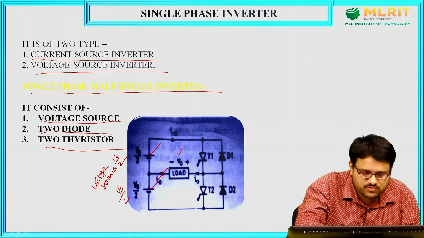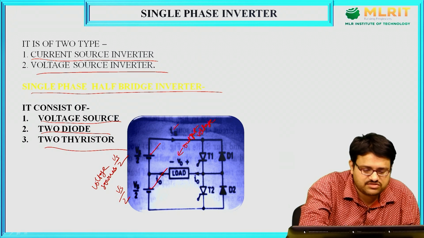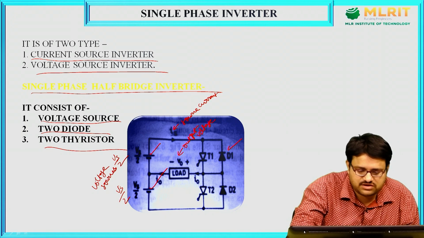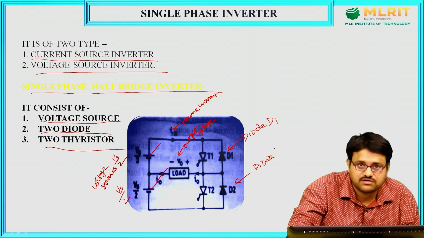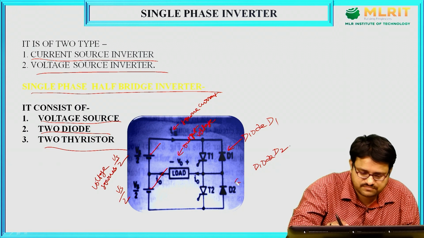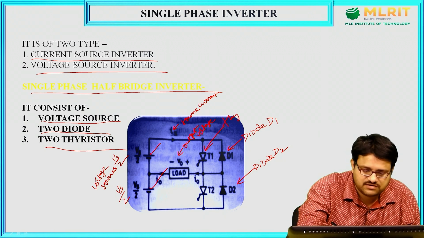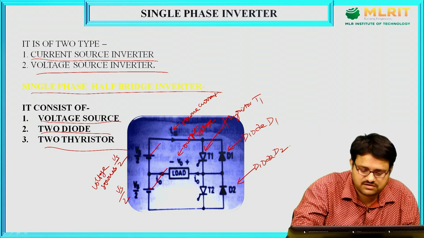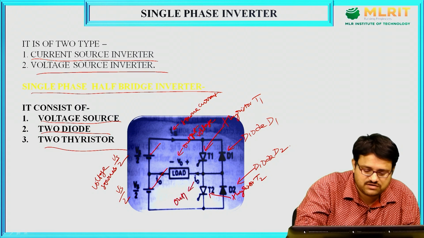And this is the output voltage. And this is the source current, and these are the diode D1, and this is diode D2, this is diode D2, and this is the thyristor T1, thyristor T2, and this is the output current or the load current.